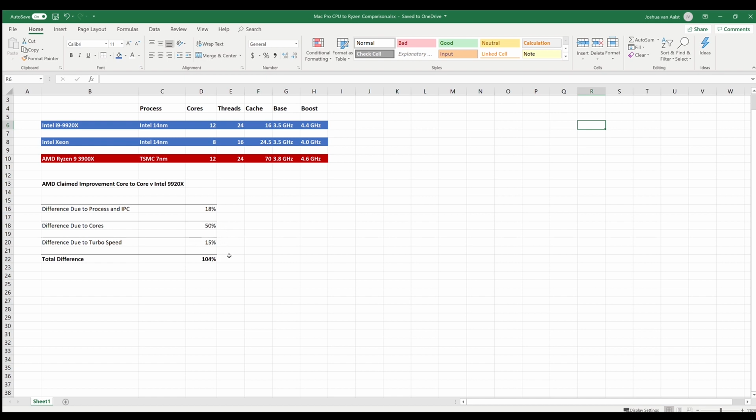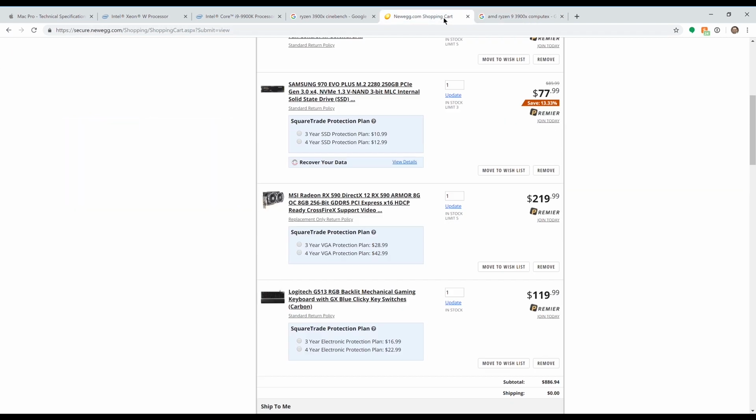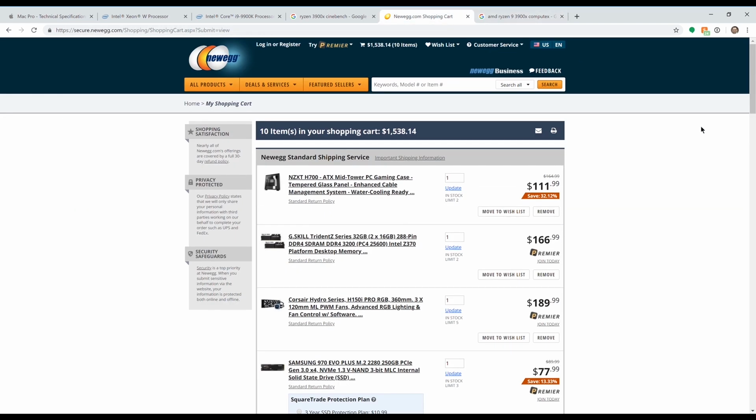So you put these all together and you see that the AMD Ryzen, hypothetically, using this analysis, with obviously limited information, will probably perform twice as fast as the Intel in the Mac Pro. So let's now go shopping and take a look at what a PC with this processor that performs potentially twice as fast would cost.